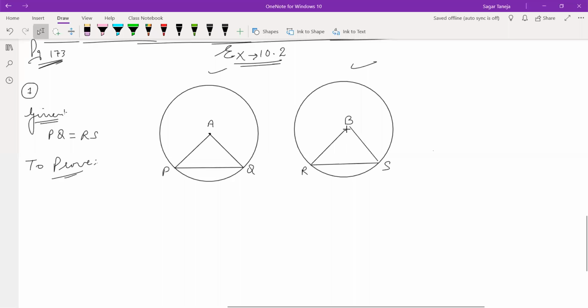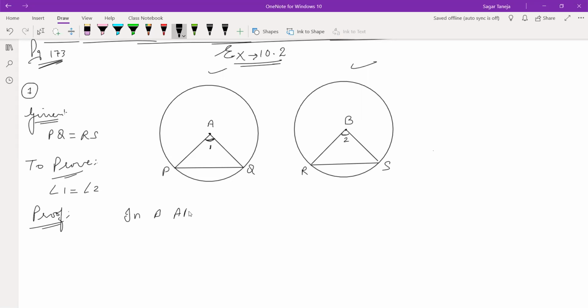So just draw this neat and clean. Now we have to prove that this angle, let it be angle 1, and this angle, sorry, let this be angle 2, are equal. So to prove angle 1 and angle 2 are equal, starting with the proving part, just take the two triangles: triangle APQ and triangle BRS.